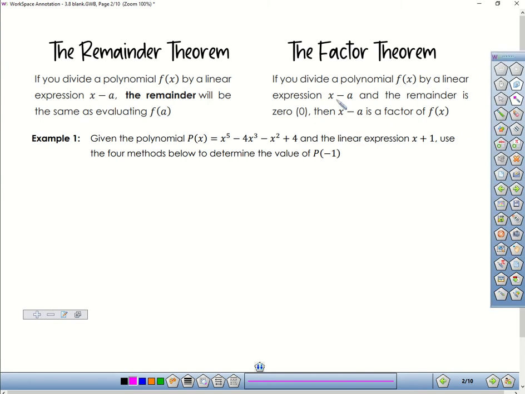And the factor theorem states that if you divide a polynomial f of x by a linear expression x minus a, where the constant could be negative or positive, and the remainder is 0, then x minus a is a factor of f of x. So you guys already knew that. If you divide your polynomial by some expression and the remainder is 0, that means that whatever that expression is, it's a factor of your polynomial. So let's go ahead and get started on the examples.